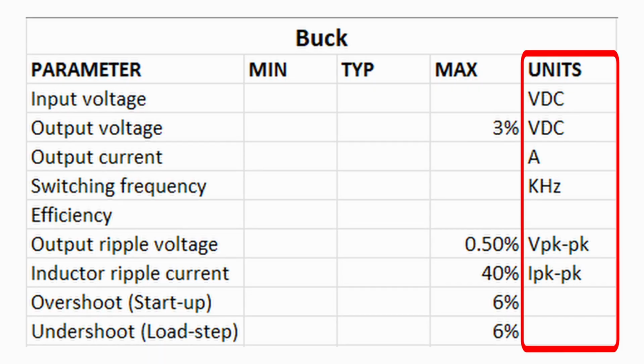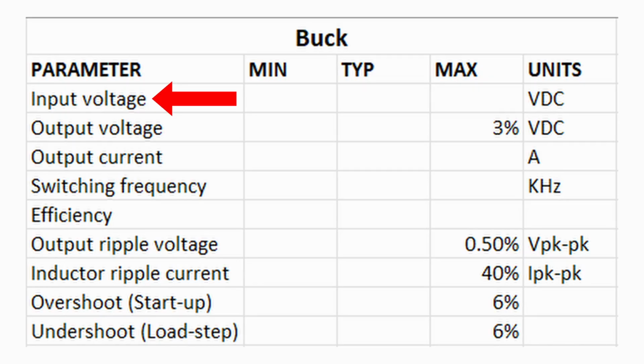Then the last column on the far right is going to be the units. And this is just a way of being thorough and making sure that we're not accidentally designing a power supply to handle 500 amps when it really just needs to handle 500 milliamps. Okay, so now let's dive into those individual parameters we talked about.